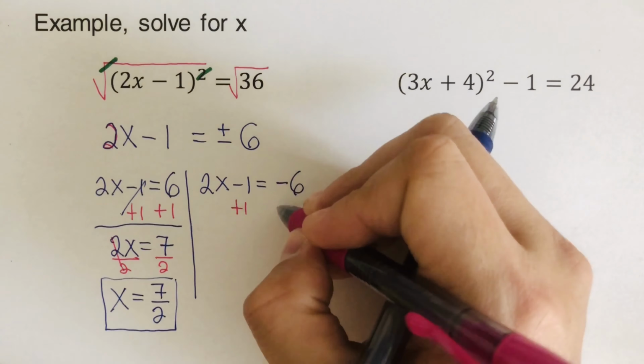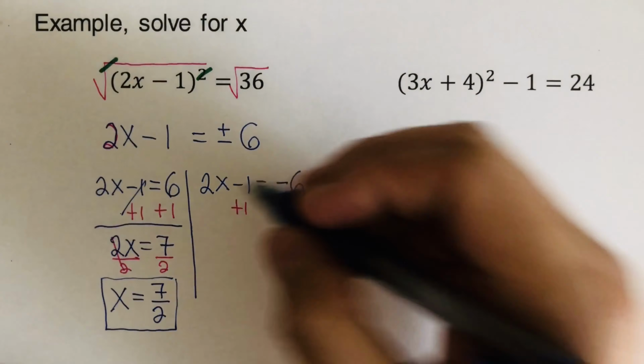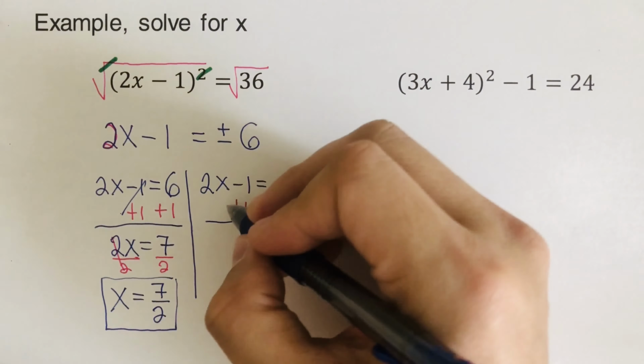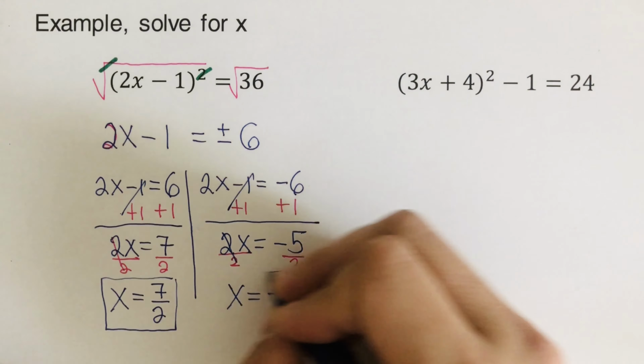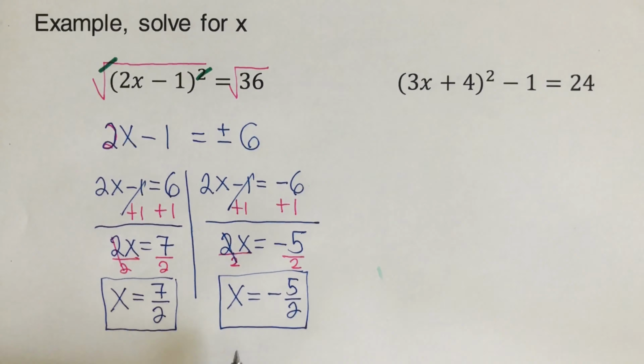And then we do the same thing on the other side. So plus 1 and plus 1 here. So I am left with 2x is equal to negative 5. And then I'm going to divide both sides by 2 because I want the x by itself. So we're left with x is equal to negative 5 halves. So these are the two x's.